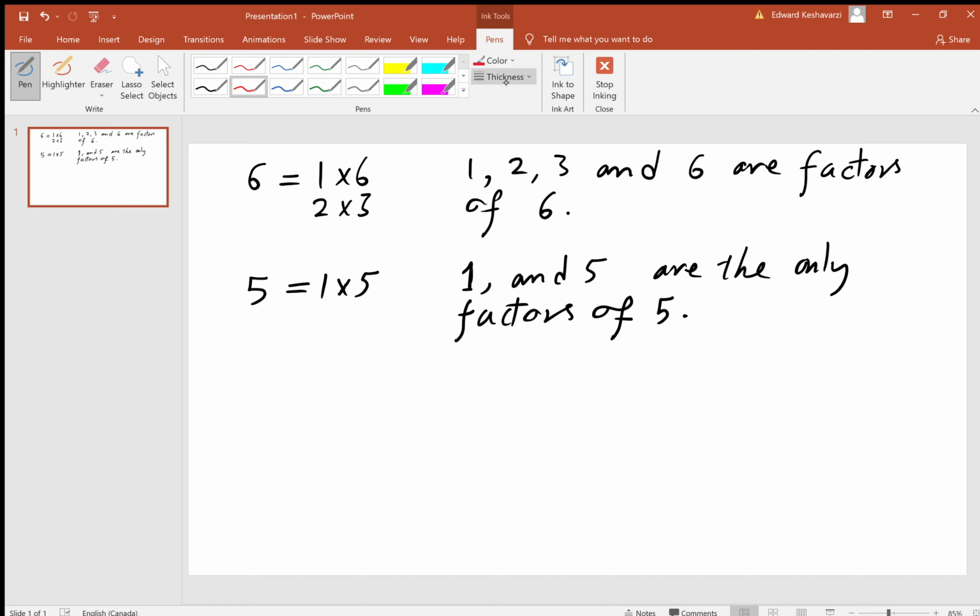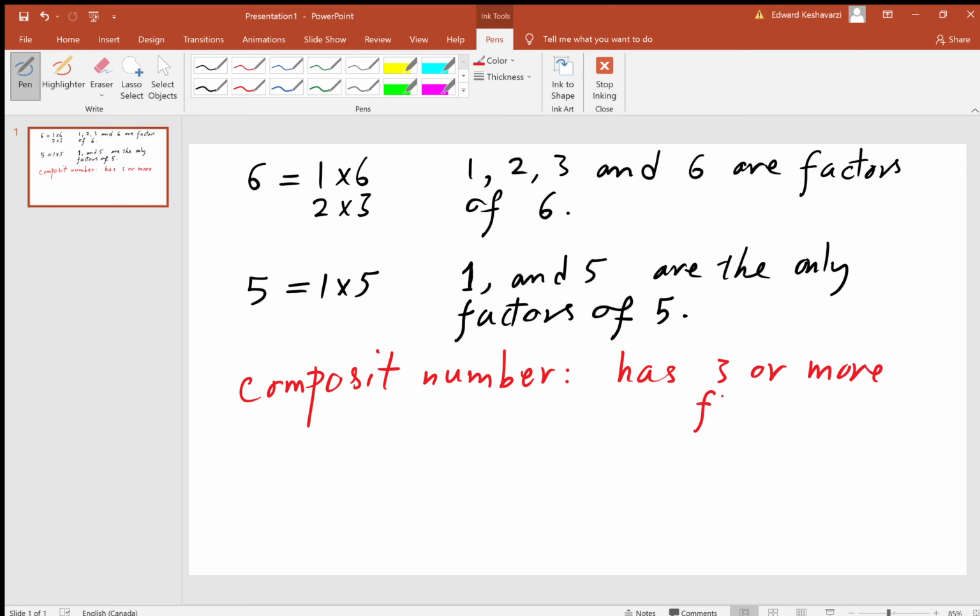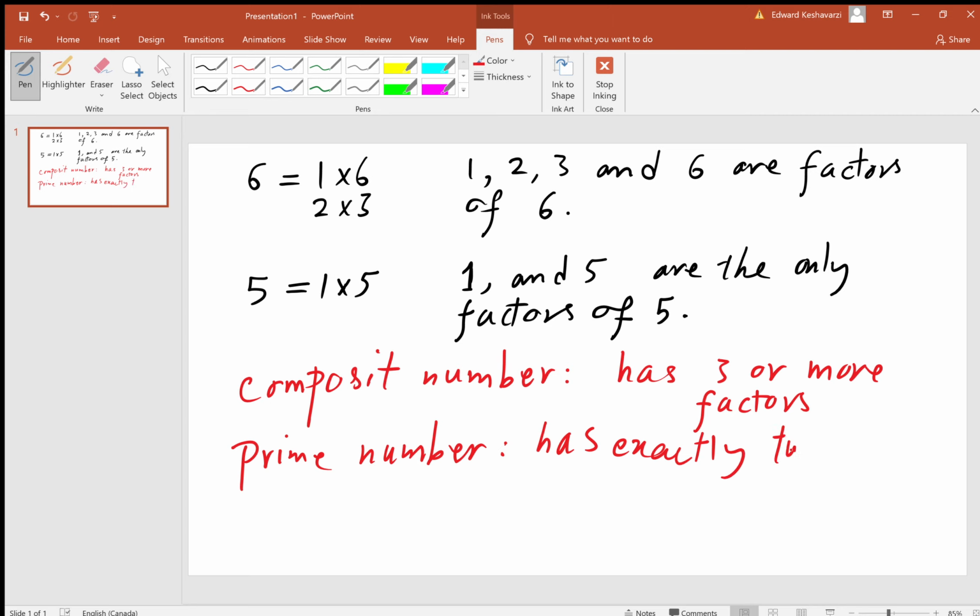So a composite number has 3 or more factors. Prime numbers: a prime number has exactly 2 factors.